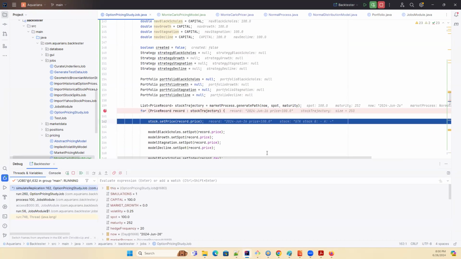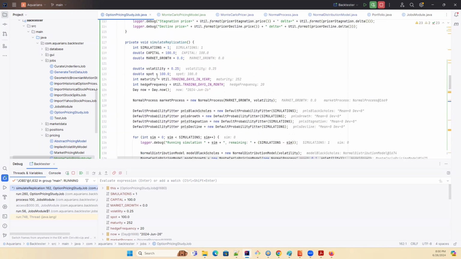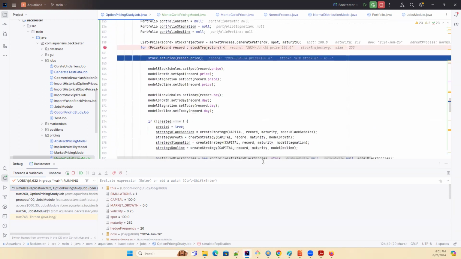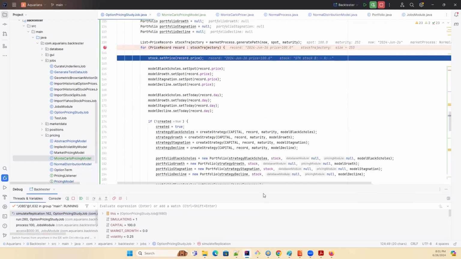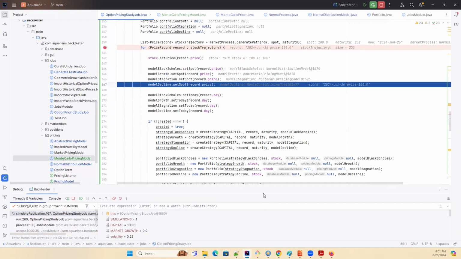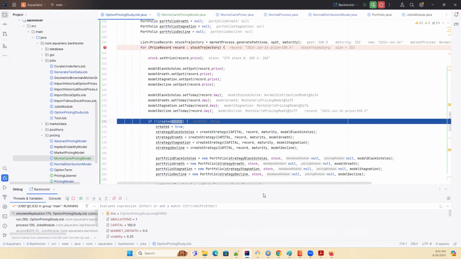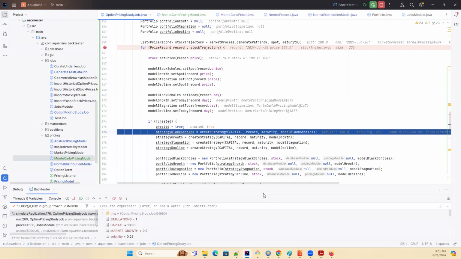So we go with stock prices day by day. We have a maturity of 1 year in this simulation. And we haven't created the strategy. We haven't traded the option yet. So what do we do?